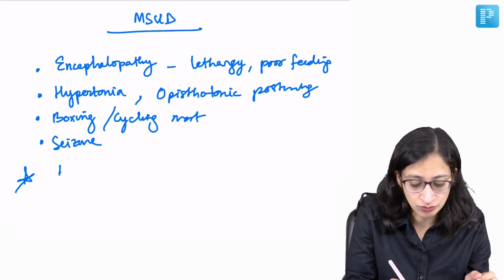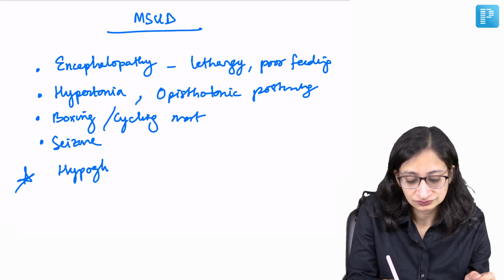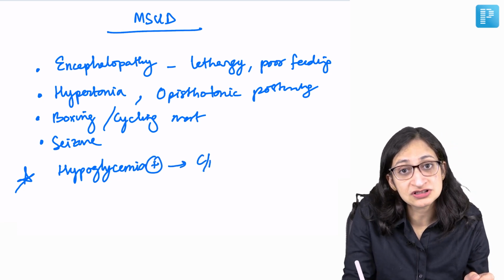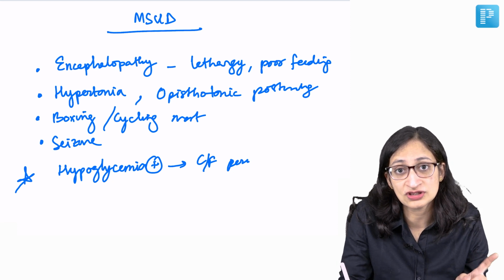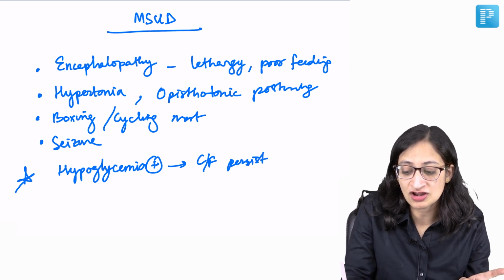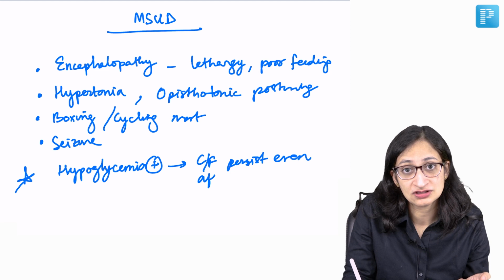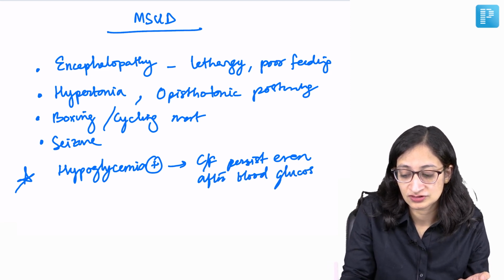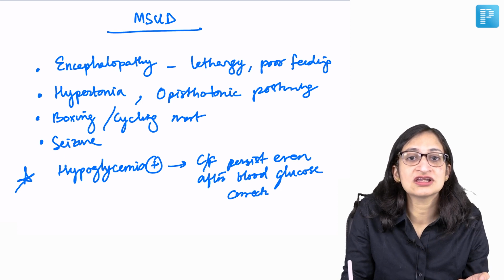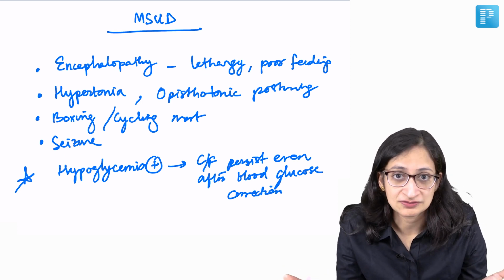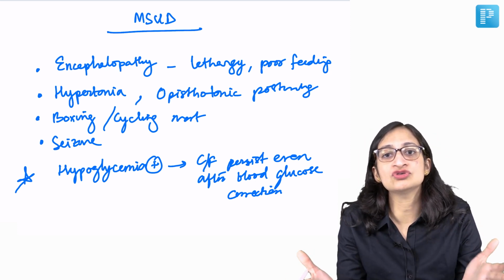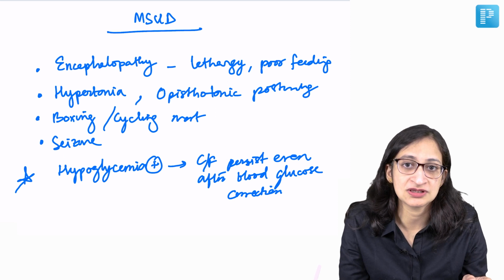So hypoglycemia will be there and clinical features persist. This is a very important clinical clue: clinical features persist even after correction of blood glucose. And of course, there can be ketoacidosis as well. So these are the clinical features of maple syrup urine disease. Now over to Dr. Smily to discuss the biochemical basis and the investigation findings.